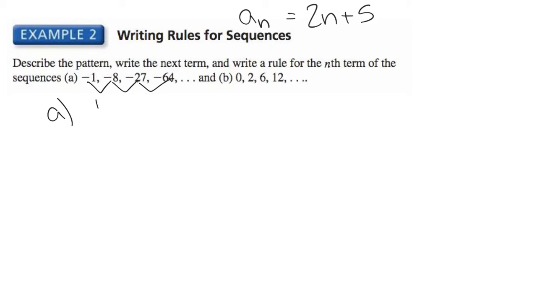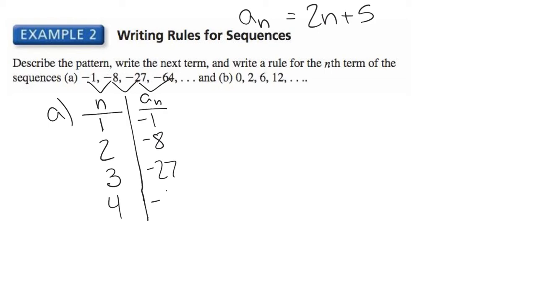So we would look at n for terms and a of n for our answers. That's like our x and our y. So our first term is a -1. Our second term is a -8. Our third term is a -27. And our fourth term is a -64. Can you look at this and see if there are any possible relationships between them?